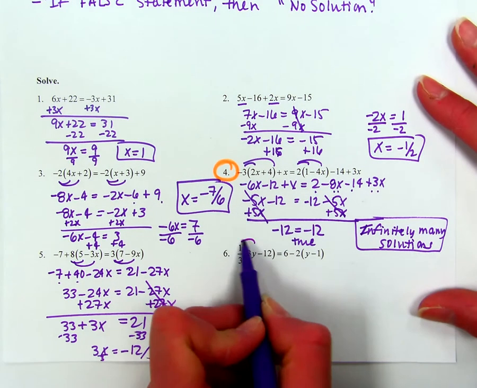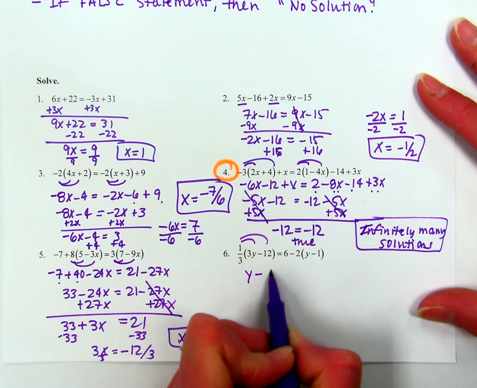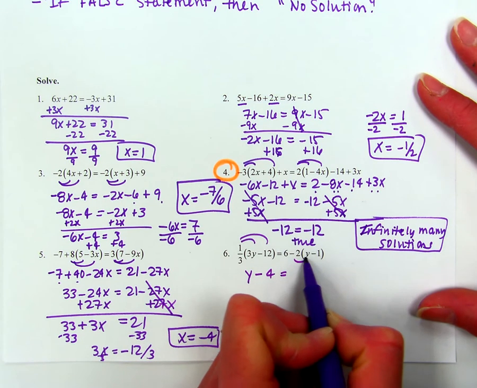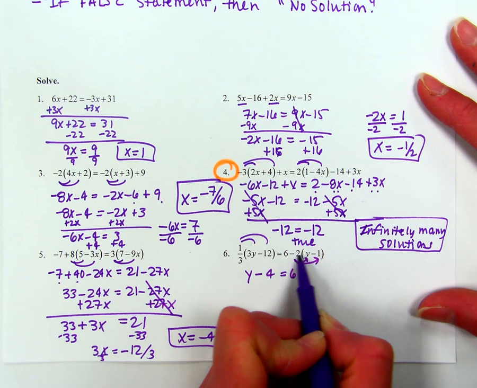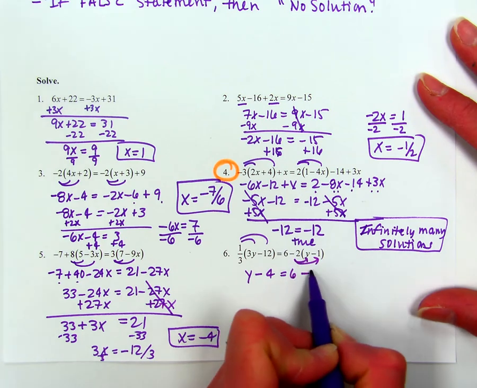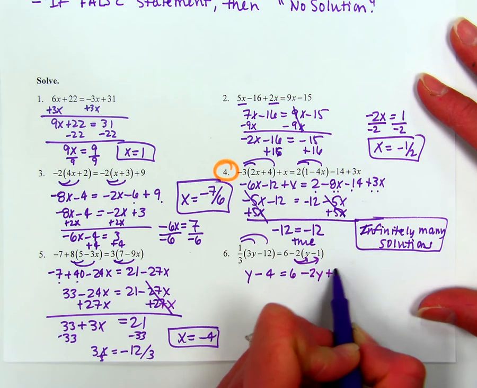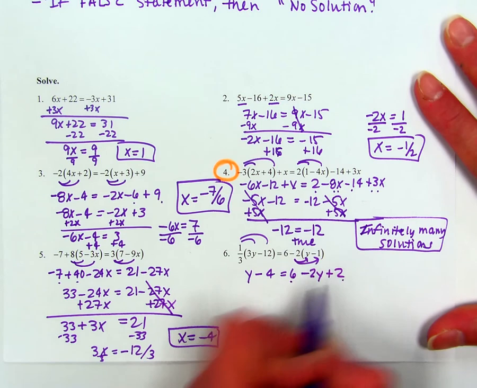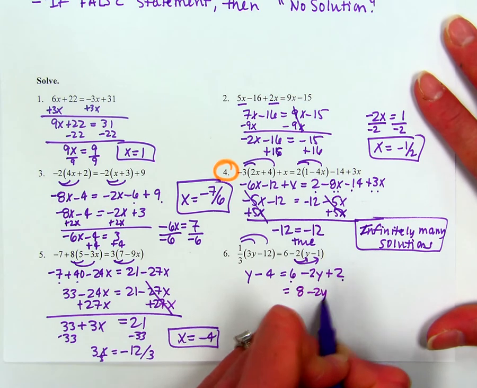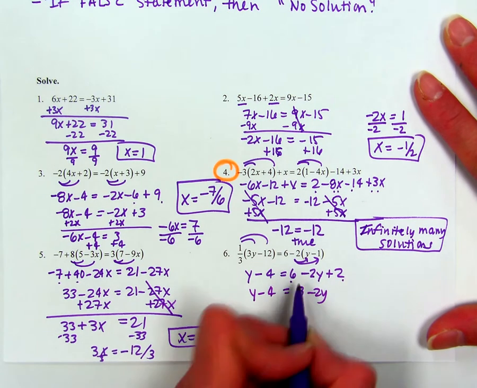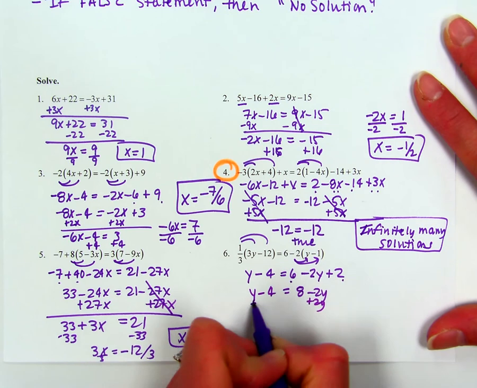All right, here I have distributive properties, so I have y minus 4. Remember, when you distribute here, only distribute the negative 2. Keep the 6 there. So it's negative 2y plus 2. There's some like terms, so I have 8 minus 2y. And then I'm going to add 2y to both sides.